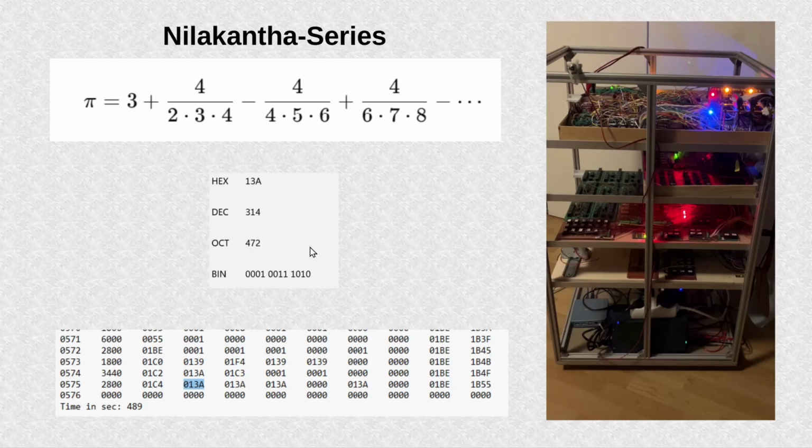Hello and welcome. My goal is to calculate pi on my relay system, and I want to use this simple formula, and I want to calculate pi multiplied with 100, so the expected result would be 314. Here you see different variations of the result, and I programmed the algorithm and the program into the C# simulation, and the expected calculation time on the relay system would be not complete 500 seconds.